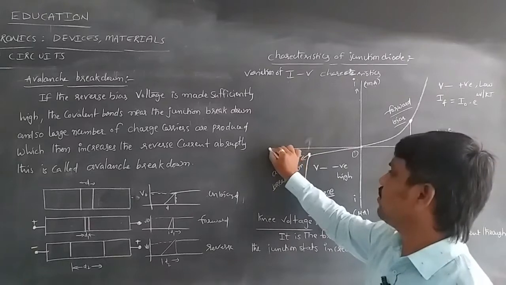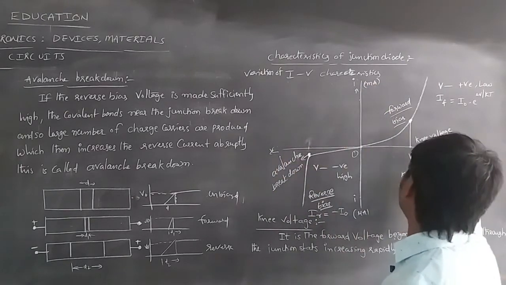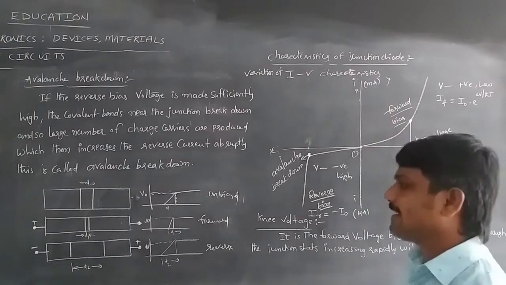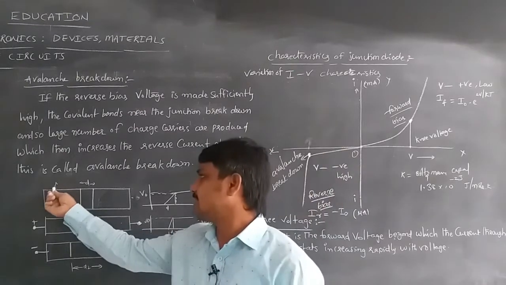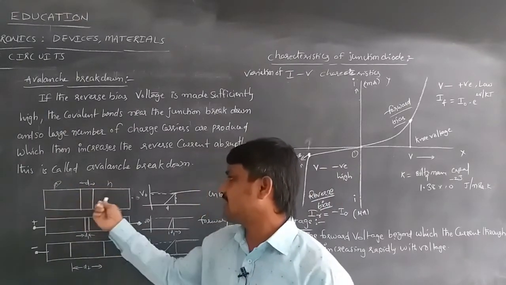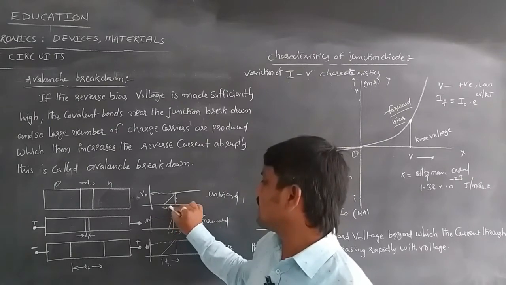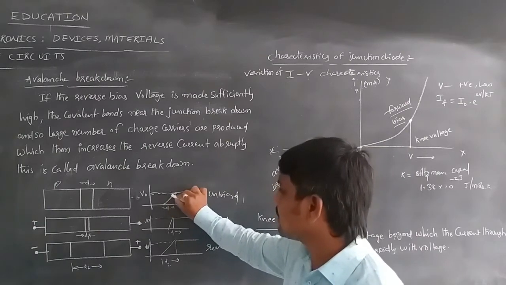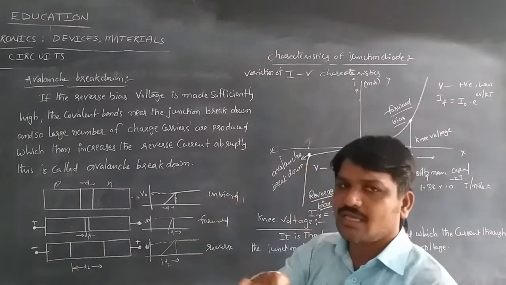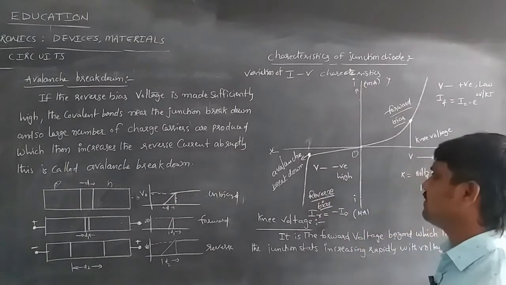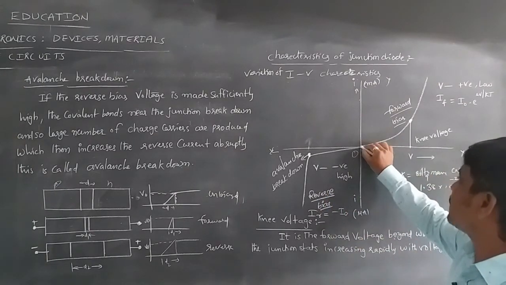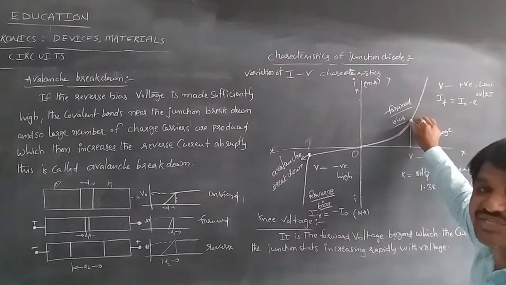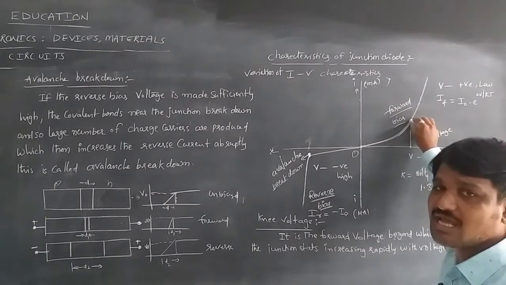Along the x-axis the voltage is taken, along the y-axis the current is taken. First of all, unbiased: this is the P side and this is the N side of the semiconductor. Then d is the thickness of the depletion layer. Whenever the current flows through the circuit, after some time it becomes constant. Here is the knee voltage, the voltage across the potential barrier, meaning the depletion layer.